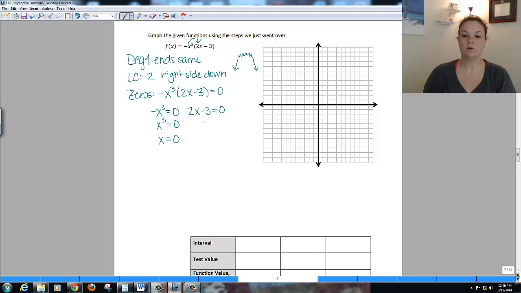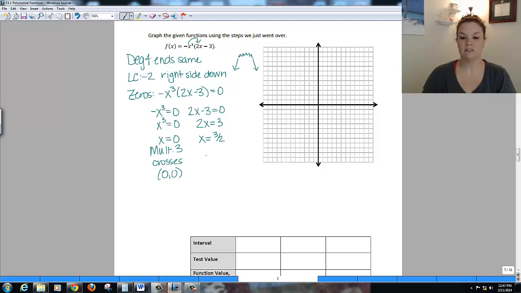Here when I solve, I move my 3 over, which gives me 2x equals 3. Then I divide my 2 off, so I get x equals 3 halves. So I want to go ahead and state their multiplicity. This x equals 0, notice it was cubed. So this one has multiplicity 3, which means that it crosses at that x-intercept, which would be (0, 0).